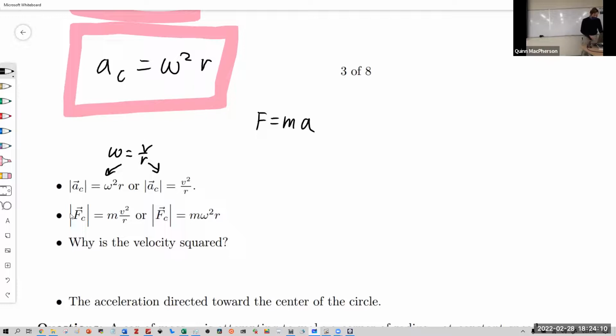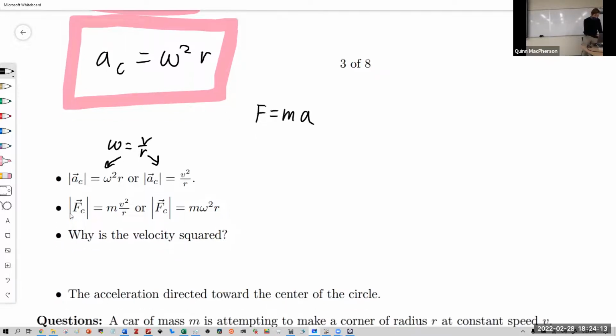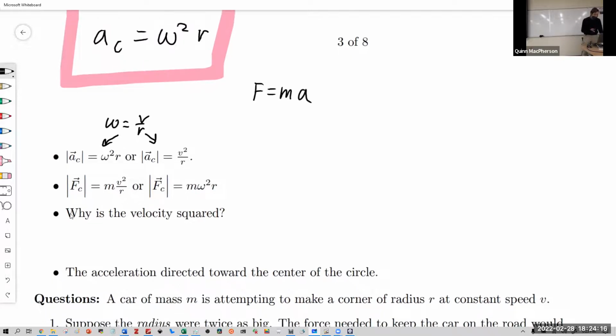Let's focus on the equation. Force centripetal is equal to mv squared over r. Now you can use mv squared over r or m omega squared r, but for now let's think about mv squared over r. Let's imagine we have a velocity v, we're driving around a circle of radius r, and we want to know why is v in there twice, right? Because it's a v squared.